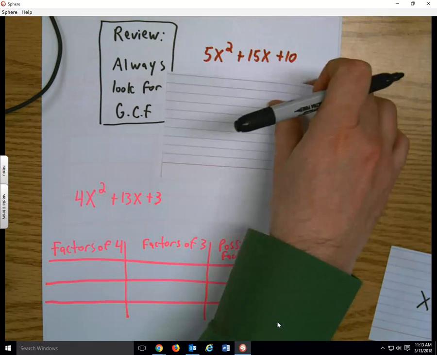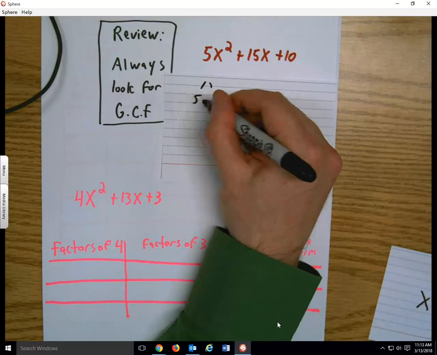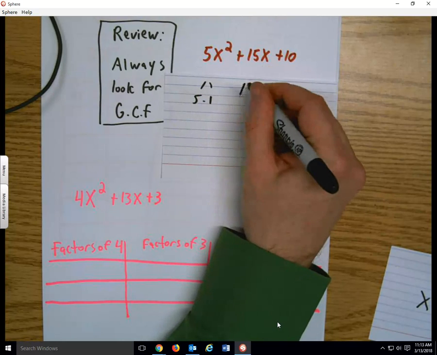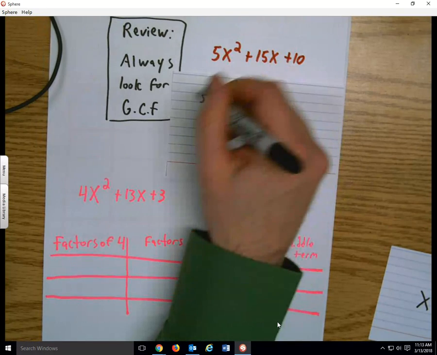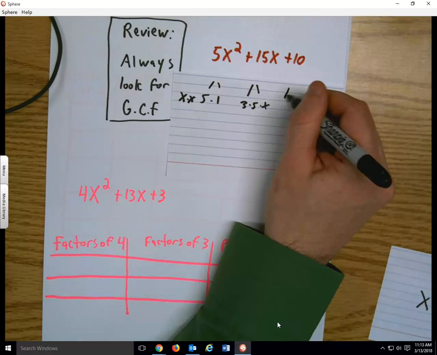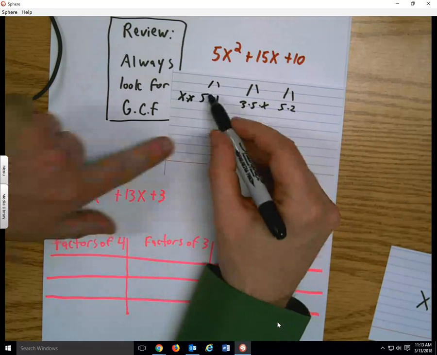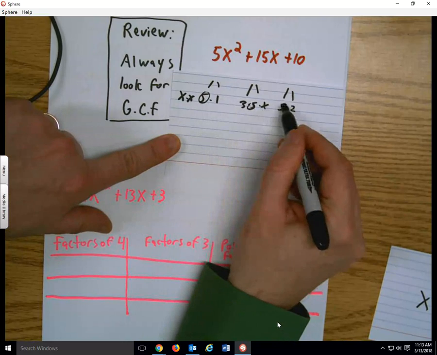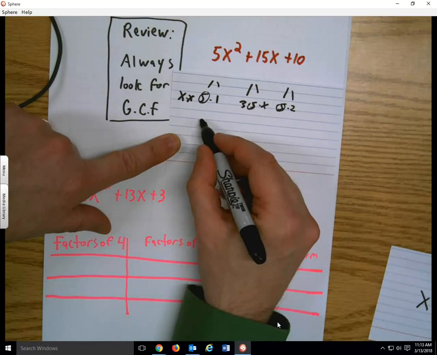Well, we've done greatest common factoring by doing prime factorizations. This is 5 times 1. This is 3 times 5 times x. This actually would be x times x as well. This would be 5 times 2. So when we look, what they all have in common is the 5. So the greatest common factor between this trinomial would be a 5.